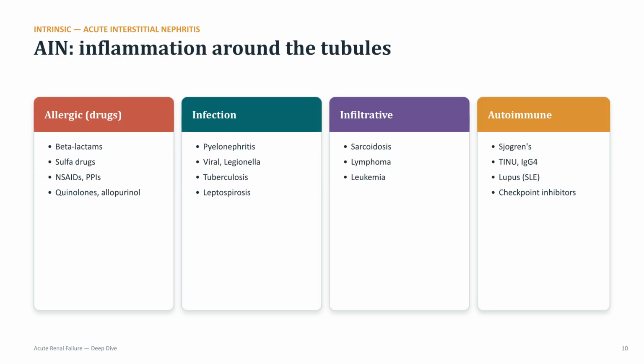Acute interstitial nephritis, or AIN, is inflammation around the tubules. Triggers include allergic drug reactions, infections, infiltrative diseases like sarcoidosis, and autoimmune conditions like lupus. Recognizing these triggers is essential for intervention.